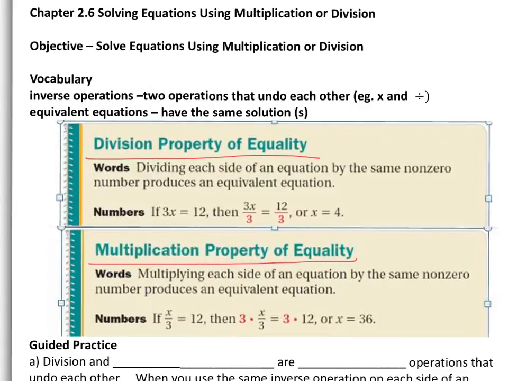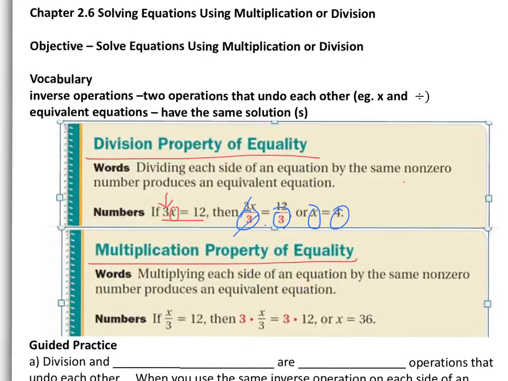So in words, when you're dividing each side of an equation by the same non-zero number, it will produce an equivalent equation. So for example, if 3x equals 12, and I would like to isolate the variable x, all I have to do is take the coefficient 3 and divide that to both sides of the equation. So as you can see, we have divide by 3, divide by 3. And then we cancel out the 3 to get x on one side, and this will be equal to 12 divided by 3, which equals 4.